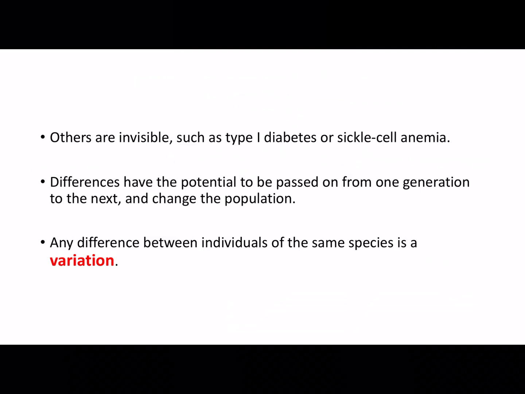Others are invisible, such as type 1 diabetes or sickle cell anemia. Differences have the potential to be passed on from one generation to the next and change the population. Any difference between individuals of the same species is a variation.